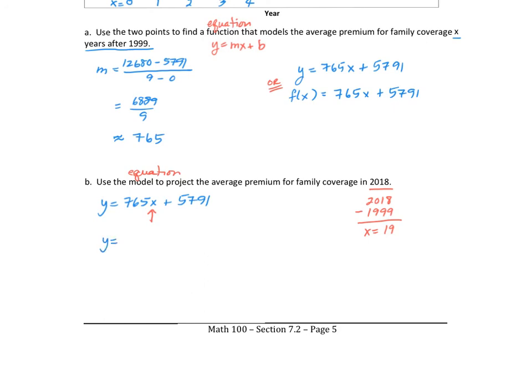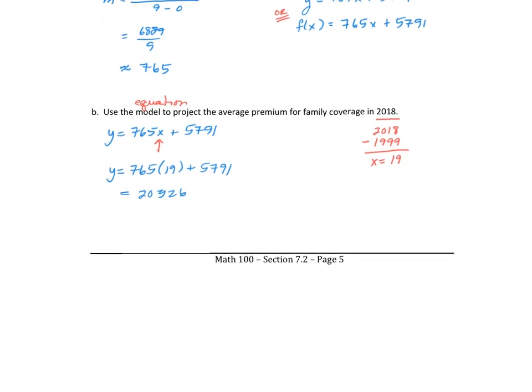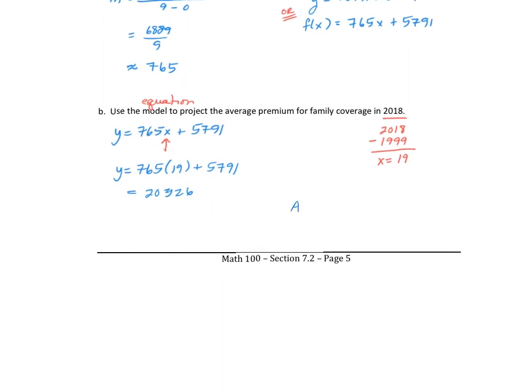When I plug that in a calculator, 765 times the x value of 19 plus 5791, that's going to give me 20326. Okay, so the average premium for family coverage in the year 2018, and I'm not going to write a complete sentence, it should be about, but I do need the dollar sign, $20,326 per year.